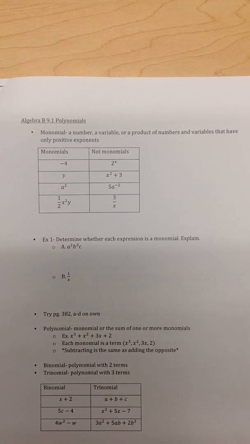Okay, so the first section of chapter 9, 9.1, is polynomials. The first thing we're going to start off with is a definition. The first one is monomial.